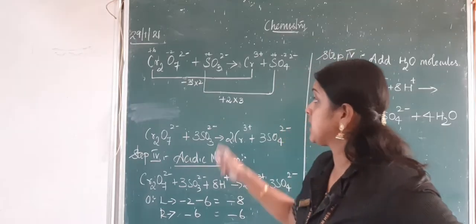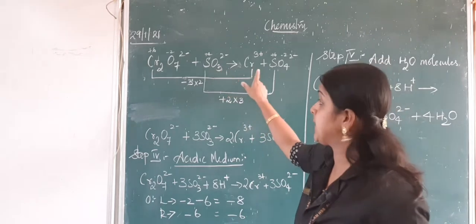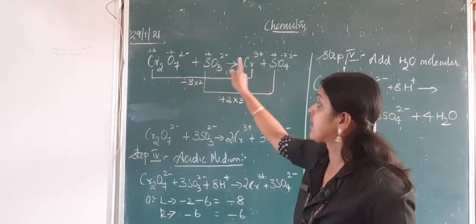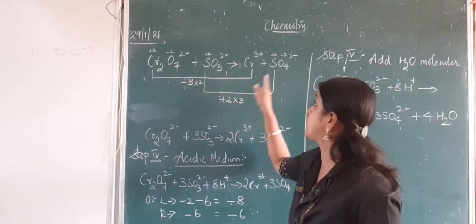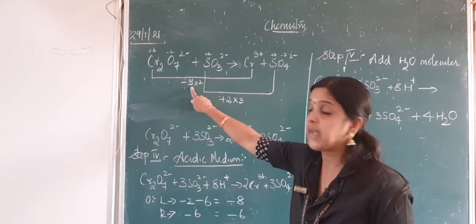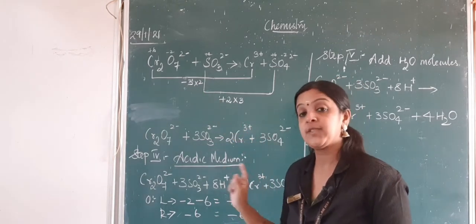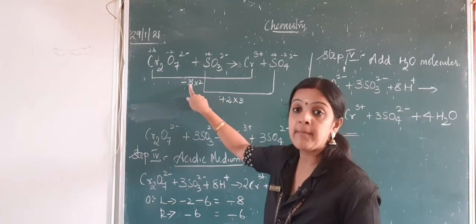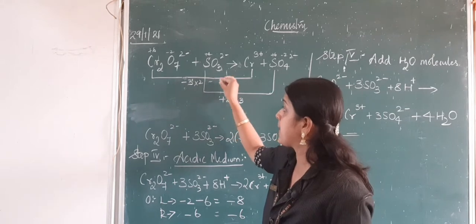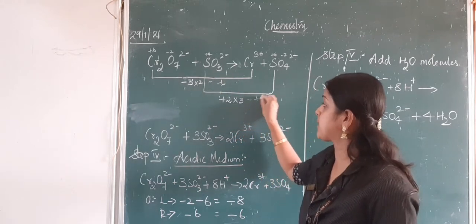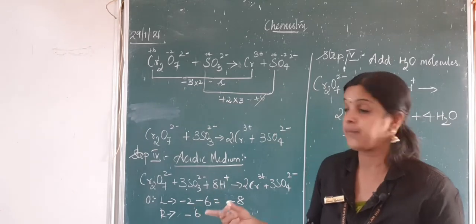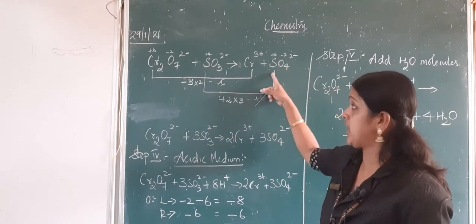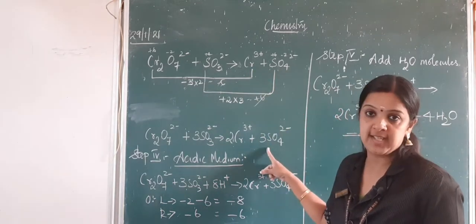So we have come to the third step, where chromium is reduced with an oxidation state of +6 to +3 and sulfur goes from an oxidation state of +4 to +6. So there is a decrease of 3 and an increase of 2. As we know, the charges should be balanced. To balance them, I multiply 3 into 2, that becomes 6, and 2 into 3, that becomes 6. So both sides get balanced. Once I multiply this, I put 3 here, 3 here and 2 here, and I get an equation like this.